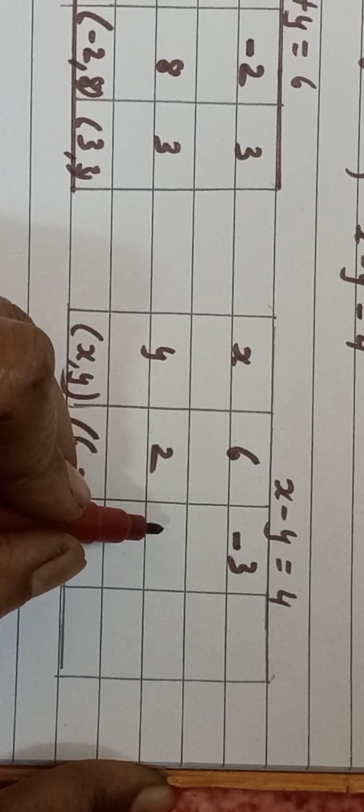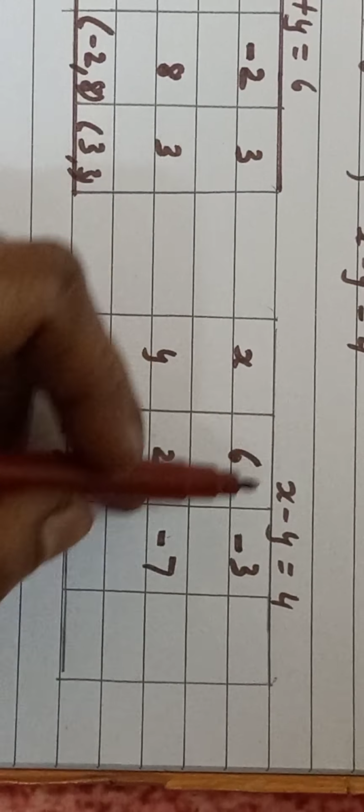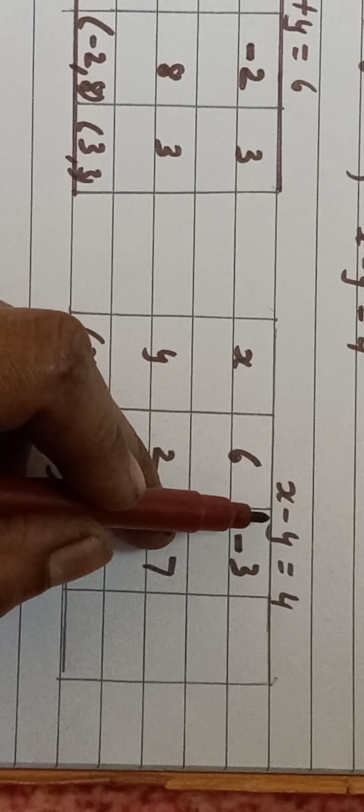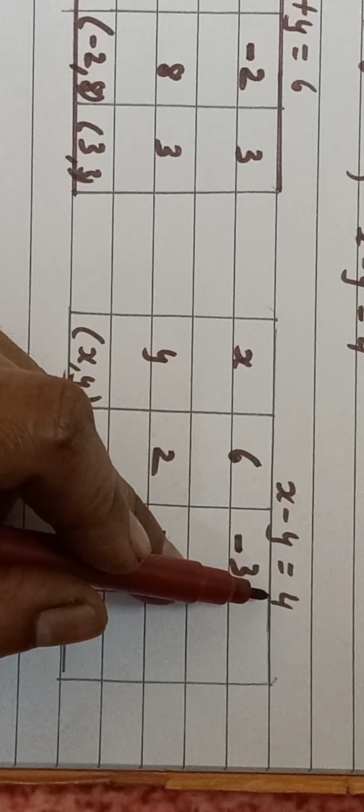So what is your y? Here it is minus 7. Now you put here x is minus 3. Minus of minus is plus. So minus 3 plus 7 is 4.